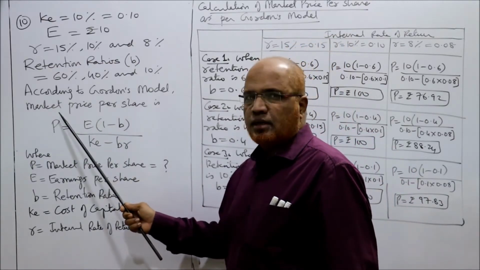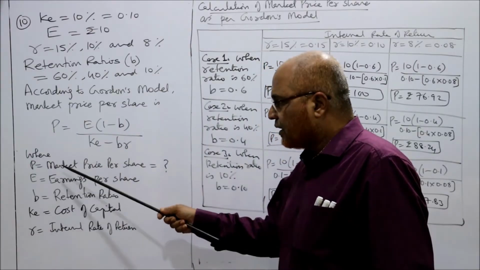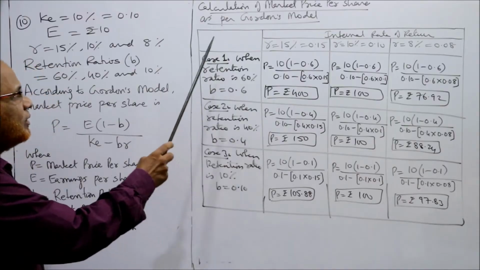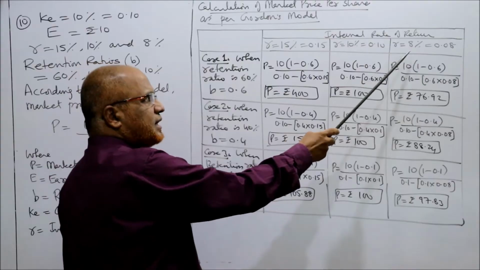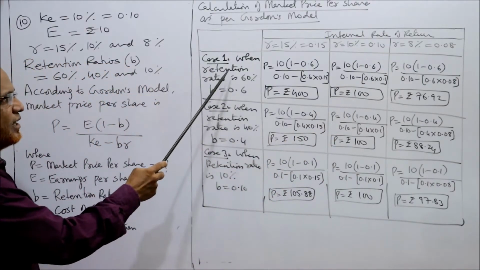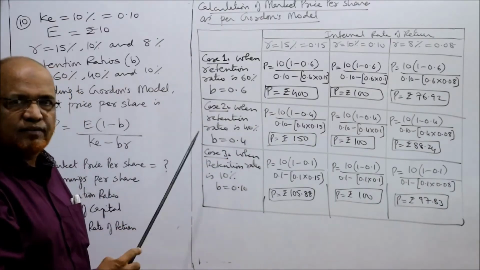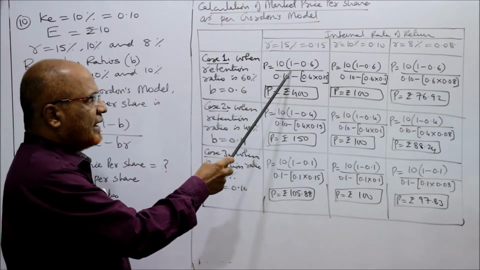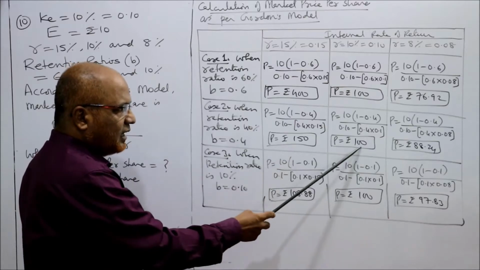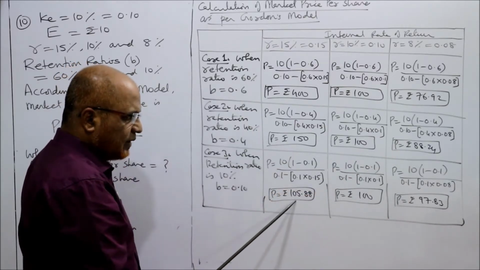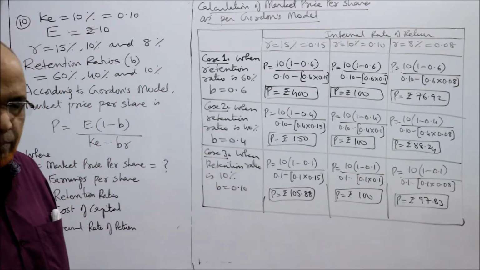So according to Gordon's model, the market price per share P is equal to E into 1 minus B divided by KE minus BR. So these are the values. Now in our problem, we are given three internal rates of return, 15%, 10%, 8%. And we are given three cases when retention ratio is 60%, 40%, 10%. So in one table itself, we have calculated. We have applied all the values and we have simplified. We got 400, 100, 76.92, 150, 100, 88.24, 105.88, 100 and 97.83. So this is the problem number 10.